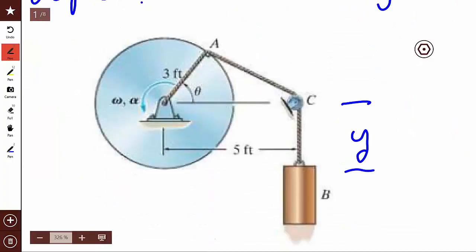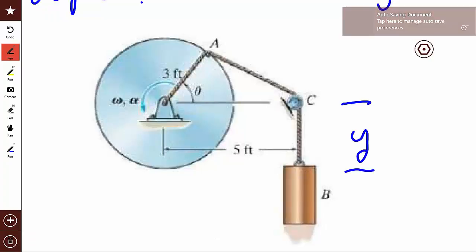What is it that they want? What are they telling me? They're telling me the omega and the alpha. You see them there in the picture? Yes. Okay. What is omega, by the way? Give me a name for it. Angular velocity. And that would be the angular velocity of point A, correct? No. Why not? No, it's not. But I'm making a point, right?